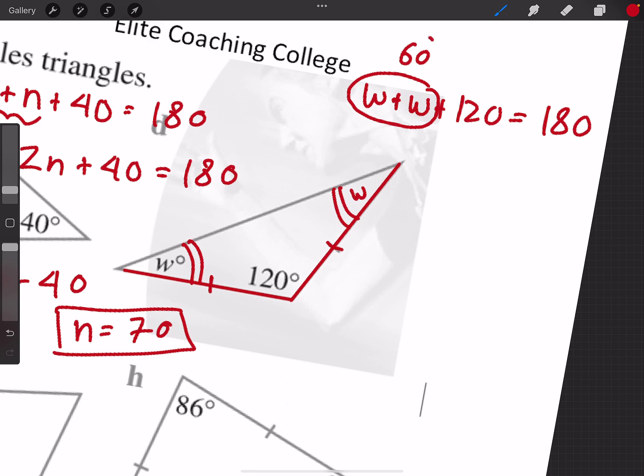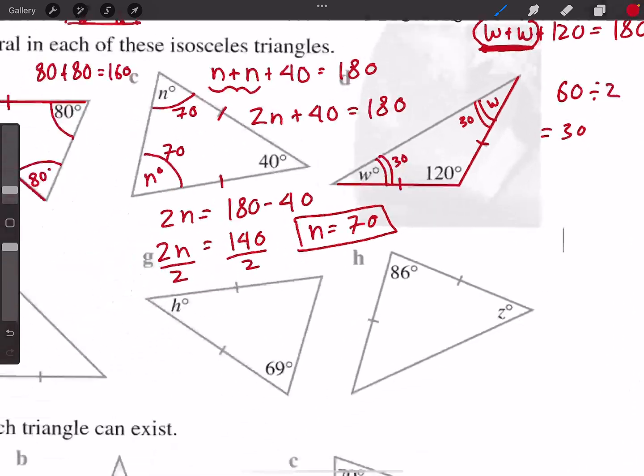Or you can think of it, okay, 60 plus 120 is 180, right? That makes sense. Now, these two must add up to 60. So each one of them is 30, because 60 divided by 2 gives me 30. So therefore W must be 30. They're both 30. Alright.